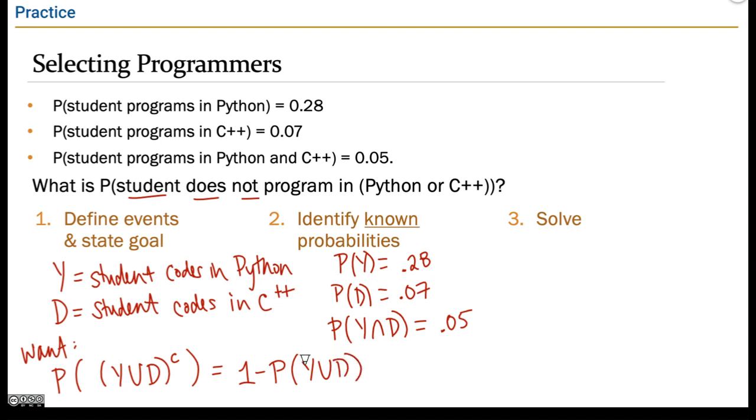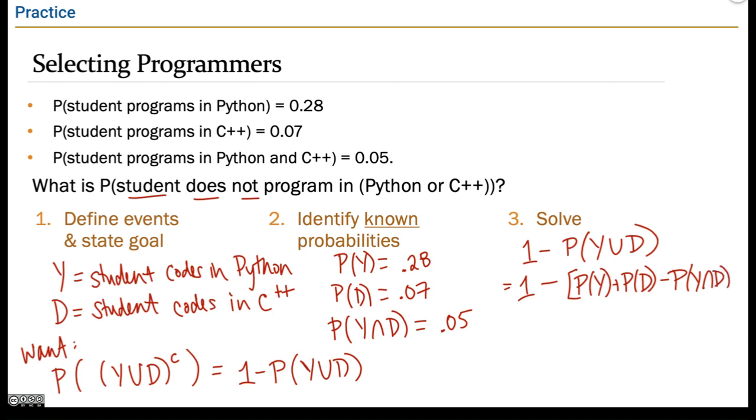Okay. And then I can think of, oh wait, I know how to do unions, right? So I'm going to have 1 minus the probability of that. And then this probability, all right, this is the probability of Y plus the probability of D minus their intersection from that inclusion-exclusion property. Okay, there we go. And this is going to lead me to 1 minus, and then I have 0.28 plus 0.07 minus 0.05. At the end of the day, once you simplify, we're going to end up with 70%. So that's combining both ideas.